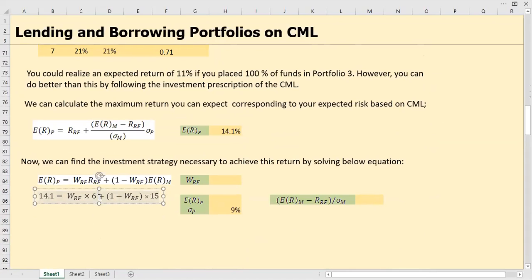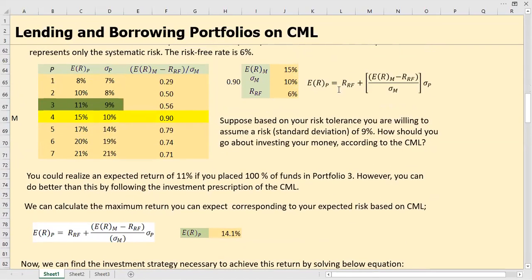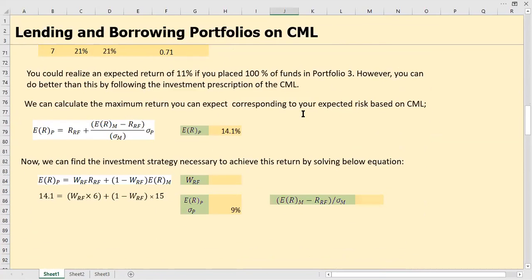And plus, let me put a bracket here so that it will be a little bit clear for you. And plus, we have 1 minus weight of the risk-free rate multiplied by the expected return of the market that we already identified. It is 15%. So I am going to put 15 here. So all I need to do here is actually solve this particular equation.